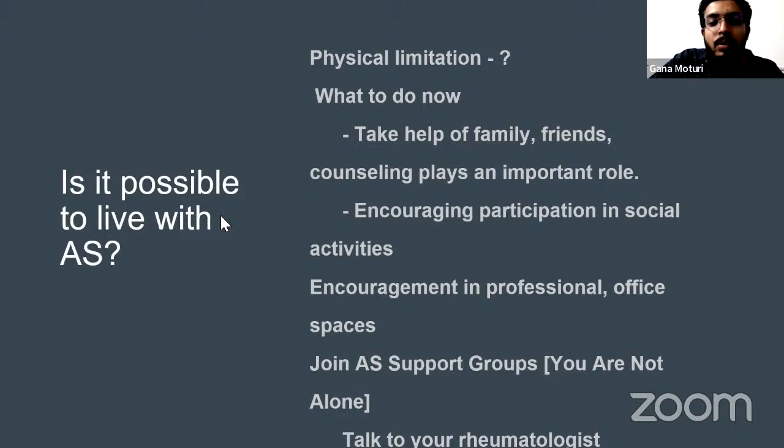Is it possible for the patients to live with ankylosing spondylitis? Yes, it is possible. They have to take support from family and friends, and counseling plays an important role in ankylosing spondylitis. And we have to encourage them to participate in social activities, and in professional and office spaces, and to join ankylosing spondylitis support groups. And talk to your rheumatologist so that he will guide you regarding the treatment as well as the physiotherapy part and the yoga.